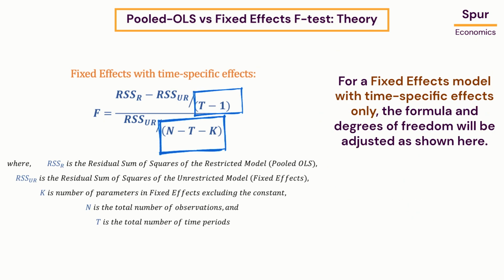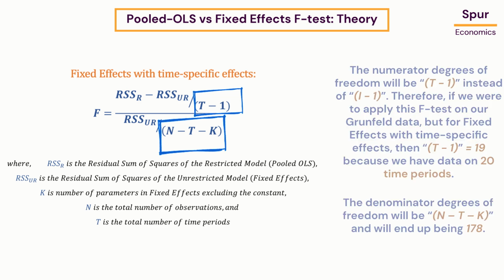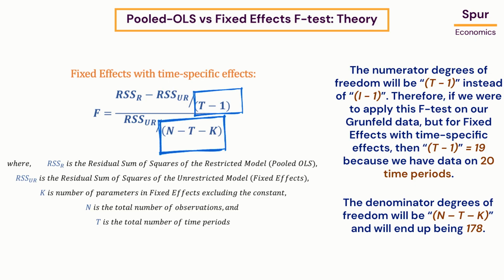For a fixed effects model with time-specific effects only, the formula and degrees of freedom will be adjusted as shown here. The numerator degrees of freedom will be T-1 instead of I-1. Therefore, if we were to apply this F-test on our Grunfeld data, but for fixed effects with time-specific effects, then T-1 will be equal to 19 because we have data on 20 time periods. The denominator degrees of freedom will be N-T-K and will end up being 178.